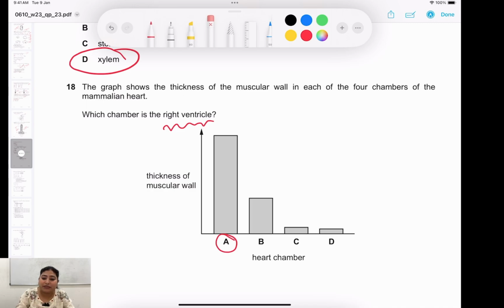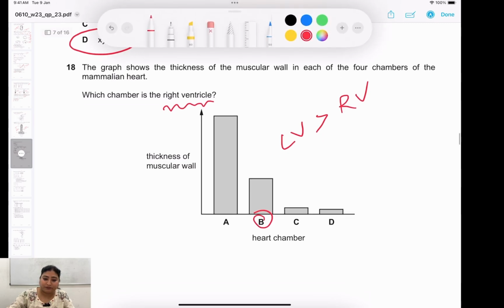So as per this, the correct answer is going to be B, because the left ventricle has the thickest wall, and then you have the right ventricle, and then come the different atria. So the correct answer is going to be B, because B is going to have a thinner muscular wall compared to the atria, but it will be thicker compared to the left ventricle. So the correct answer is going to be B.